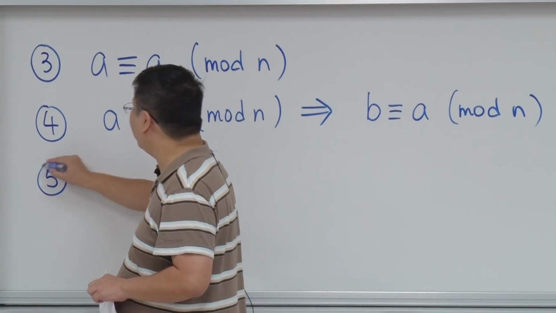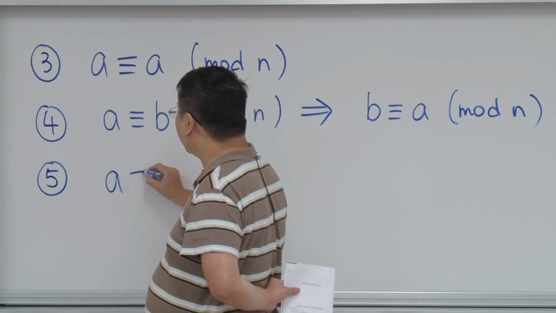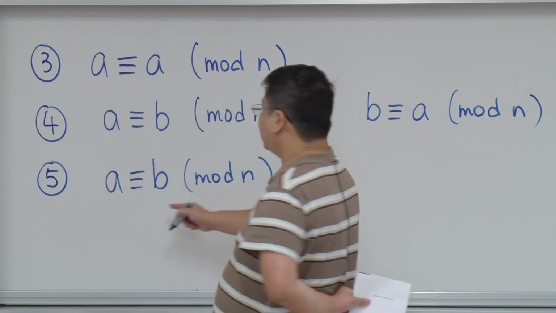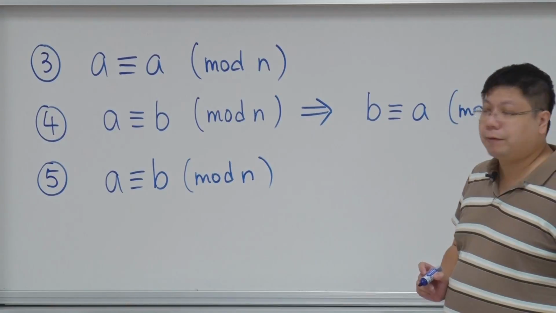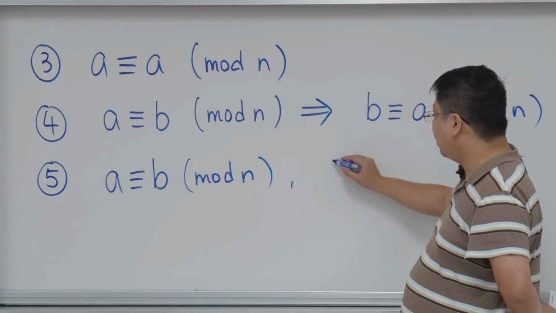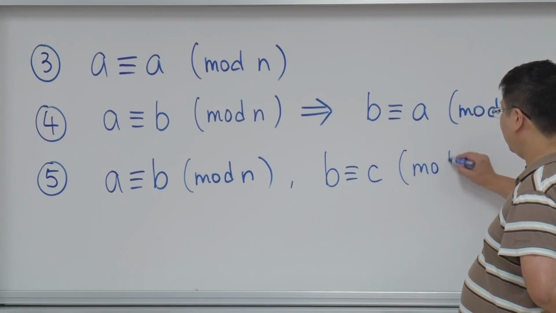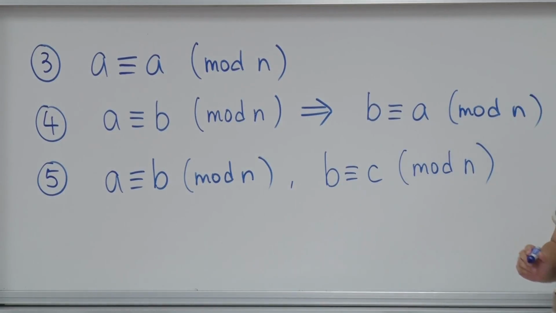So we can also have the third one. Let's say we know that A and B have the same remainder after dividing by n, and we also know that B and C have the same remainder after dividing by n. Then these two will imply A and C are congruent. Is that okay?